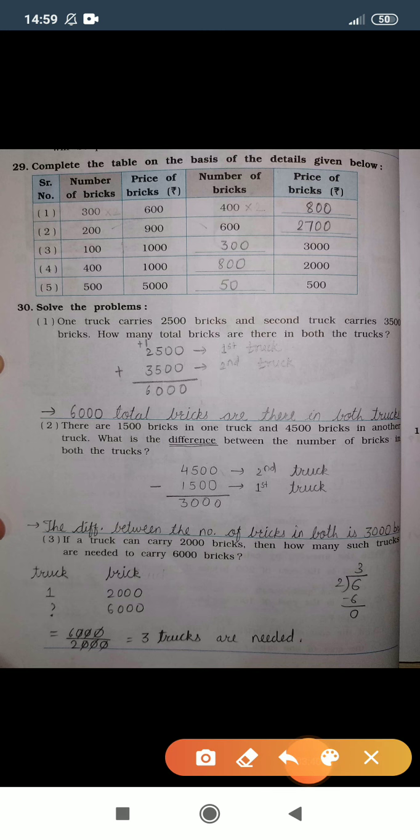Let's see question number 3 from this table. Number of bricks given 100. The price of these 100 bricks was 1000. Now we need to find out the number of bricks if the price is given 3000. Let's solve this. Here in this question again bricks and price of the bricks were given. 100 bricks cost rupees 1000. Now the price is given 3000. We need to find out the total number of bricks.